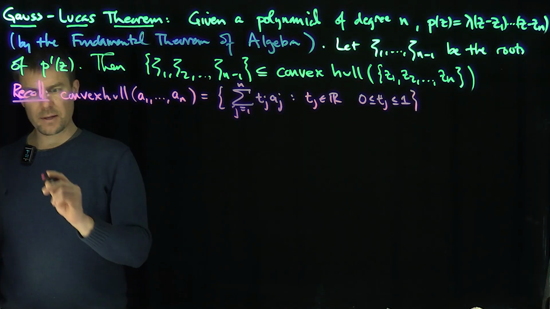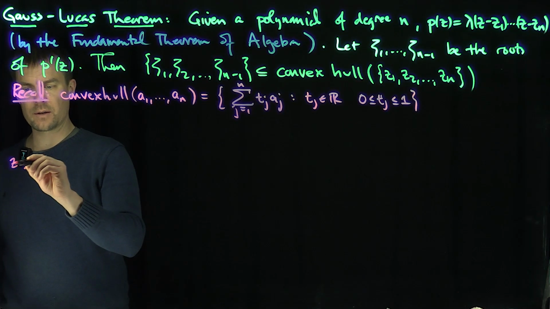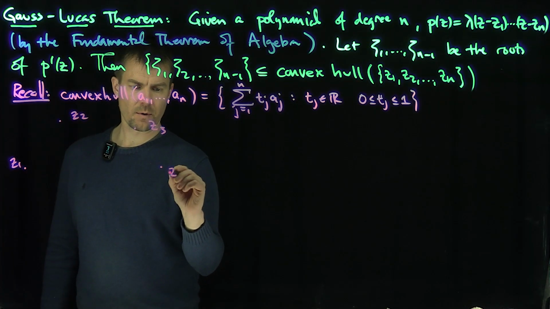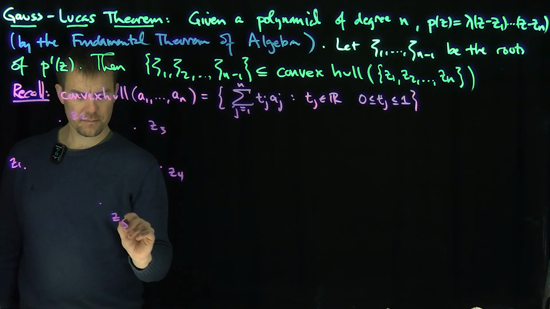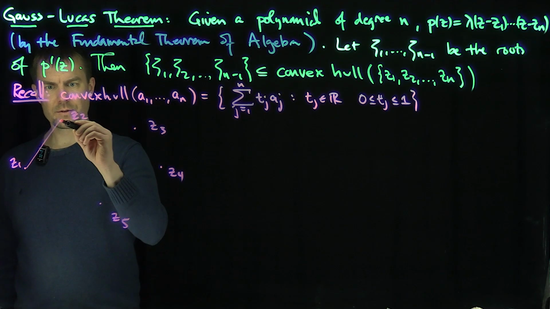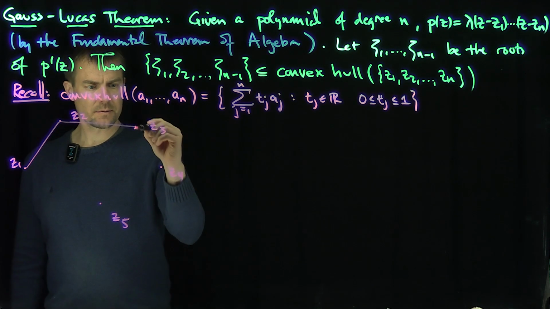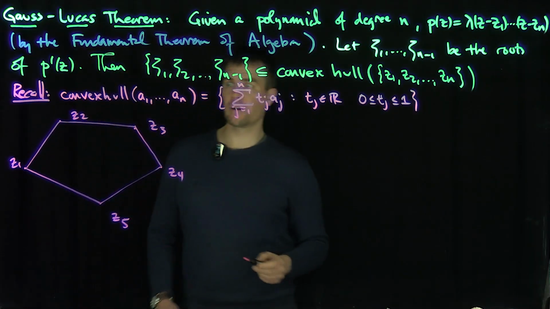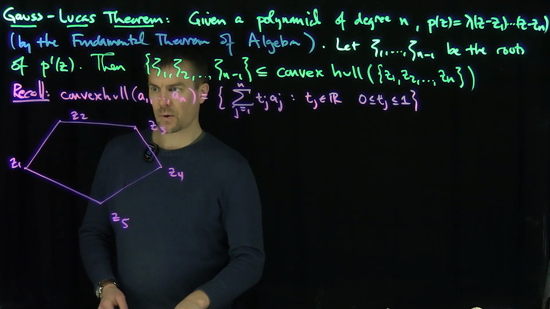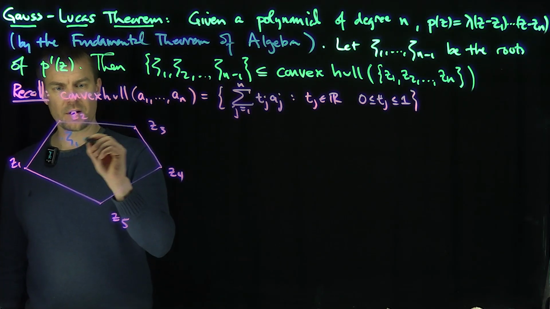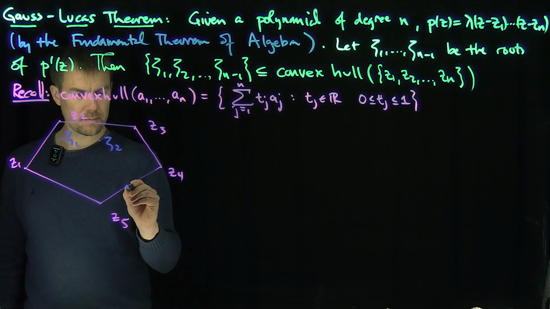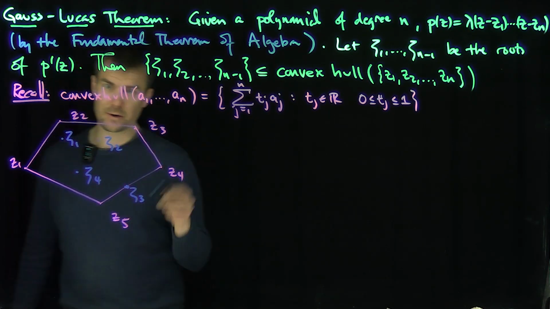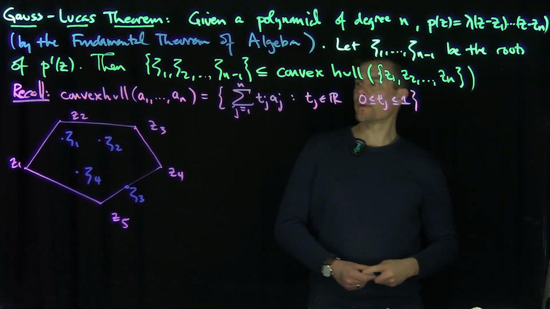All it means is the following. If I give you some points over here, say z1, z2, z3, z4, z5, the convex hull just connects all of them with lines. Like that. That's the convex hull of those points. Gauss-Lucas says that the zetas, zeta 1, zeta 2, could be on the boundary. So zeta 3, perhaps zeta 4, they could all be on the boundary. They could all be in the interior. That's what the Gauss-Lucas theorem says.